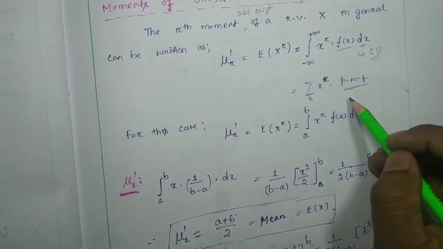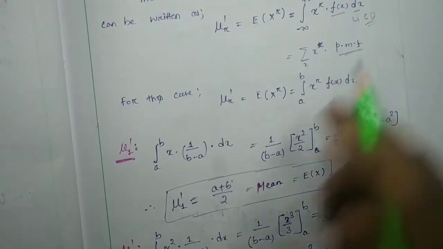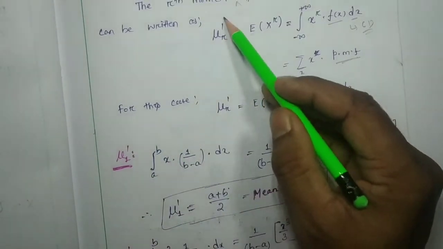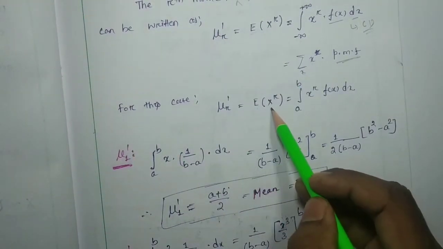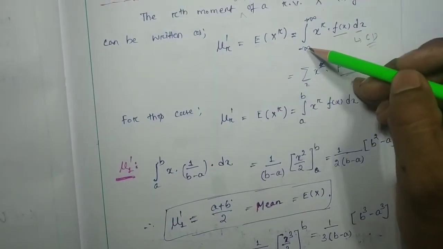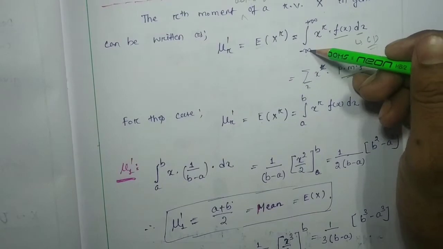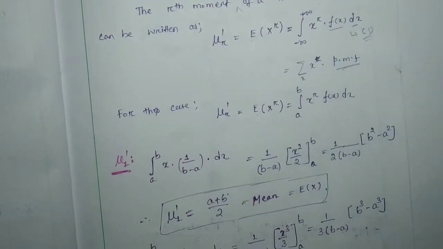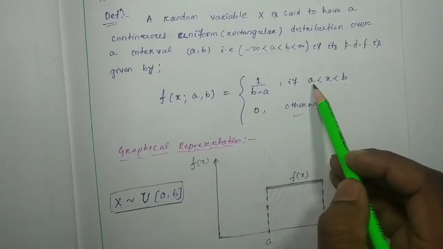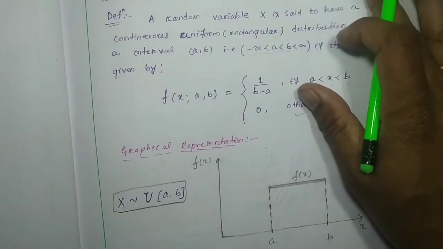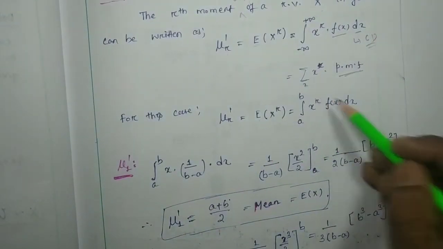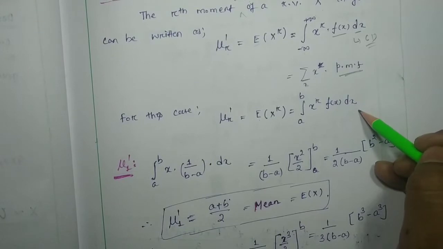Okay, so as we are discussing the continuous distribution, for this case mu r dash will be expectation of x to the power r is equal to, what is the range here? In general it has been written minus infinity to plus infinity, but as the function fx exists in between a to b only, we have to put the integral from a to b of x to the power r fx dx.